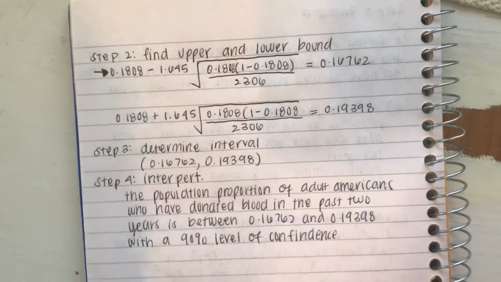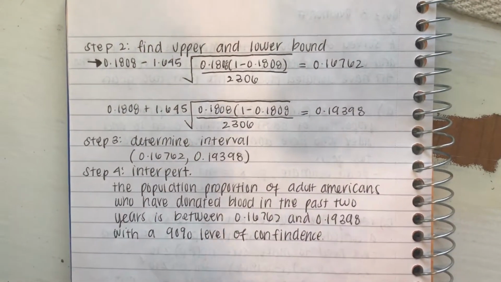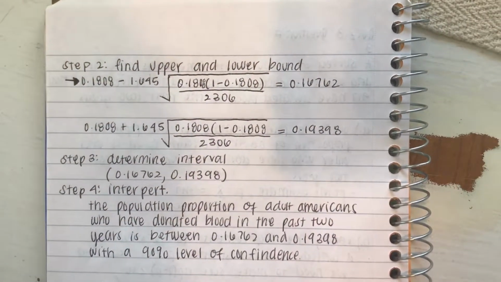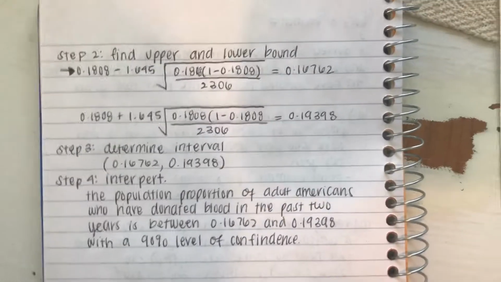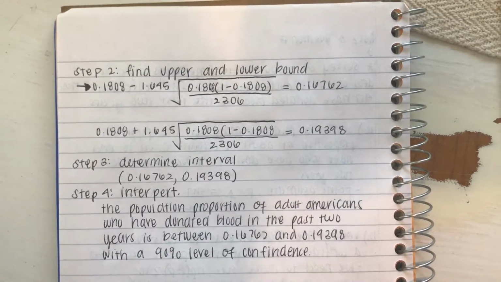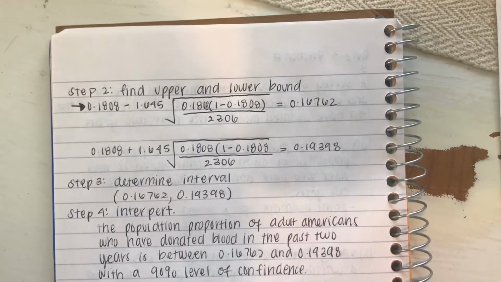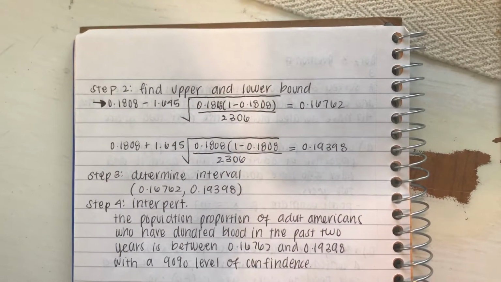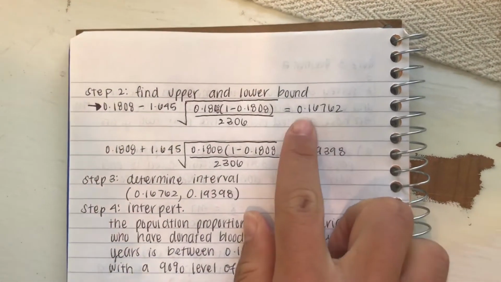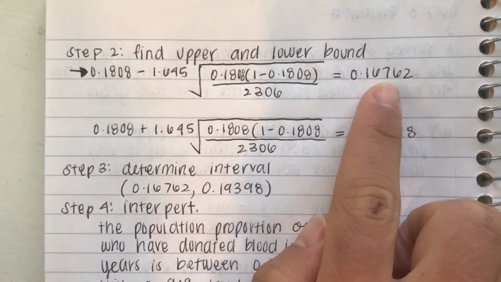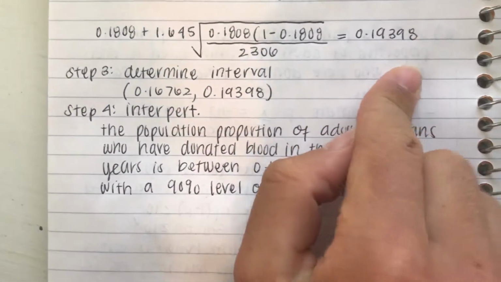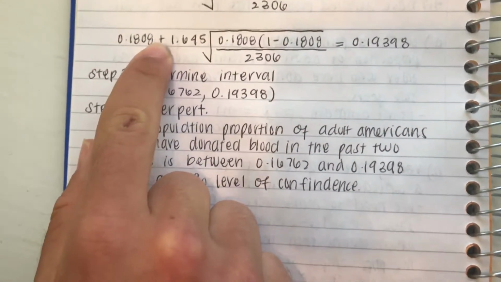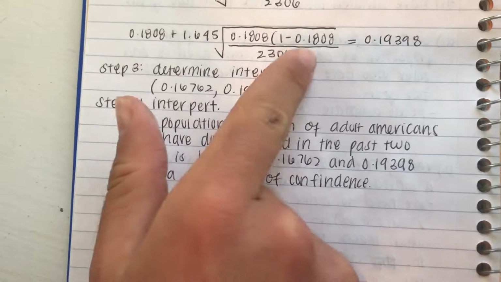So step 2 is finding the upper and lower bound. So to do this, we take 0.1808 minus 1.645 times the square root of 0.1808 times 1 minus 0.1808 over 2,306. When we simplify that, we get 0.16762. And then we have to find the upper bound as well, which is the same formula, but we're using addition instead of subtraction. Same numbers.